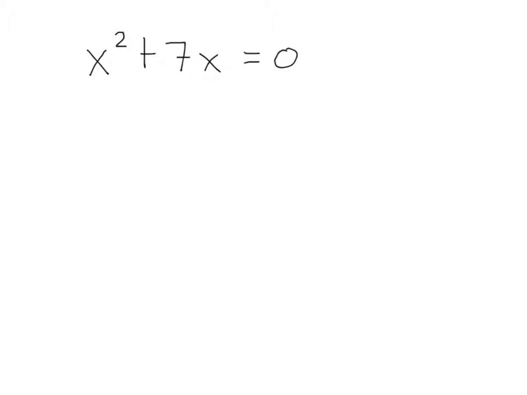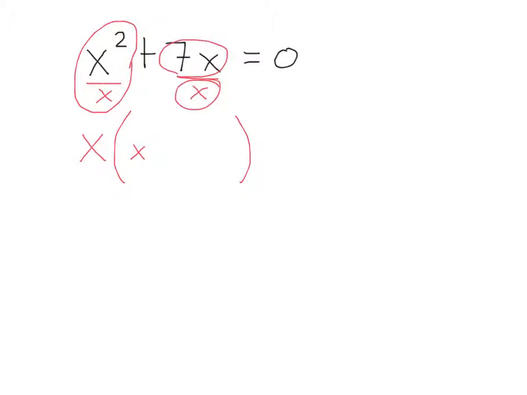Y'all say factor. Factor. Now, what do you see that goes into both of these? X does. So I can factor an x out. So if I factor x out, what does that leave me inside the parentheses? Since we factored the x out, we're essentially dividing that by x, and we're dividing that by x, aren't we? So x squared divided by x is just x, and 7x divided by x is just 7, isn't it? And that's equal to 0.